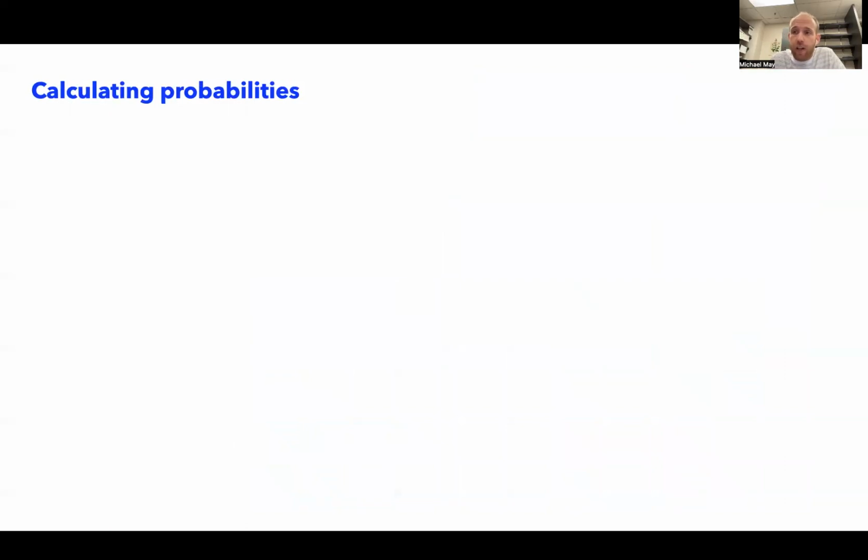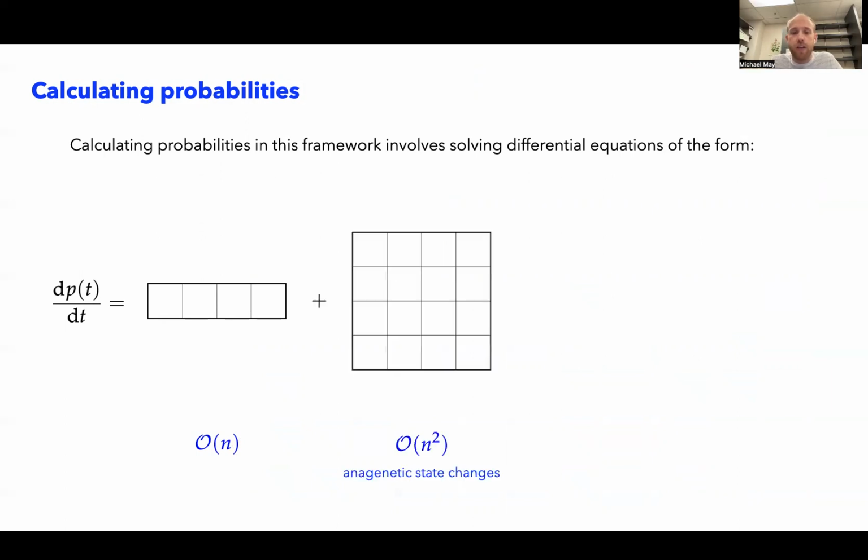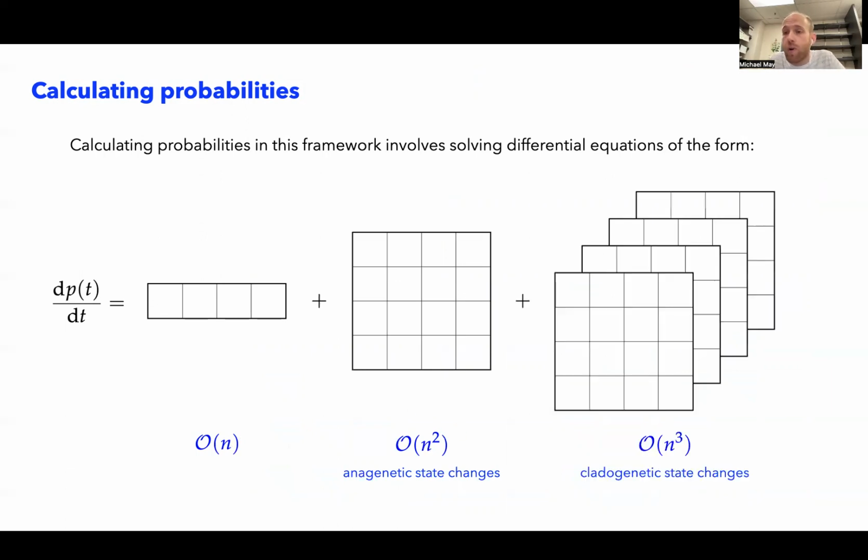So when it comes to calculating probabilities under this framework, we have to solve differential equations that are linear with the total number of states. So this calculation grows at the same rate as the number of states. Then anagenetic changes induce n-squared calculations, so the number of calculations grows as the square of the number of states. And cladogenetic models include n-cubed operations. So as the number of states increases, the number of total calculations goes up by the cube of the number of states. So these are very expensive. But even models with anagenesis can scale slowly with the number of states.